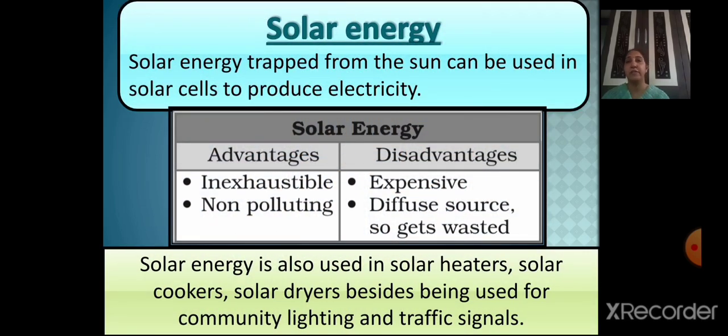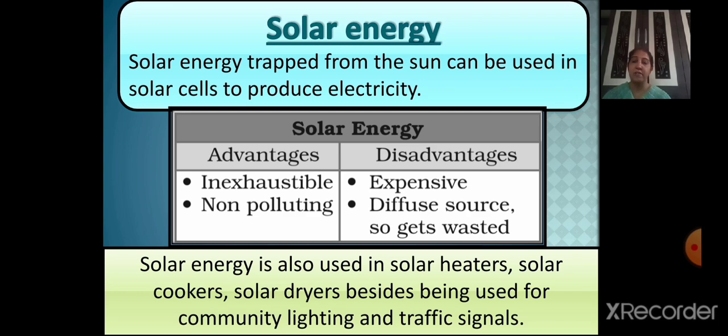Let's begin with the first non-conventional source of energy, that is solar energy. Sun's heat and light energy can be felt by us every day, right? Solar energy trapped from the sun can be used in solar cells to produce electricity. And we know many of these cells are joined into solar panels to generate power for heating and lighting purposes. Now let's go through the advantages and disadvantages of solar energy.